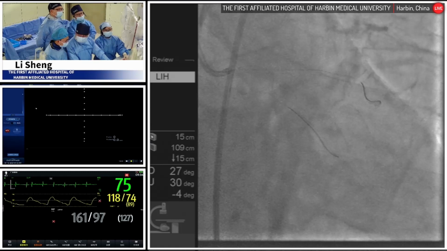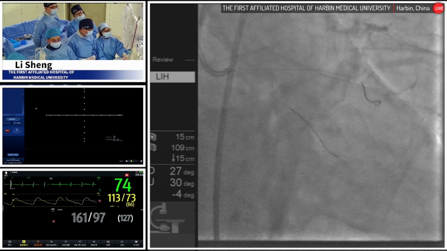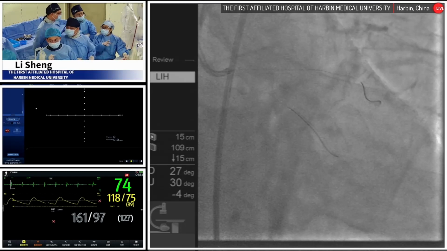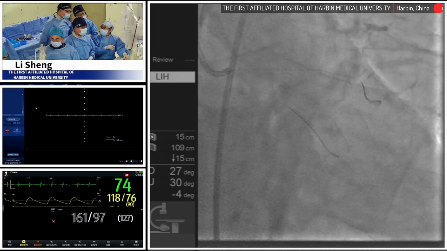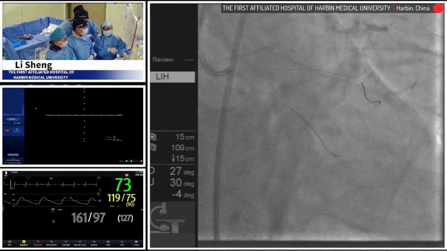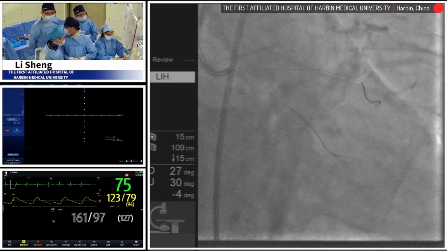So after the IVUS, now we decide to use two stents, right? Yes. One stent in the proximal LAD, and the size is 2.5. The first stent should cross over the first diagonal, at the mid of the two diagonals, or a little bit further. 2.5 by 18 is enough.